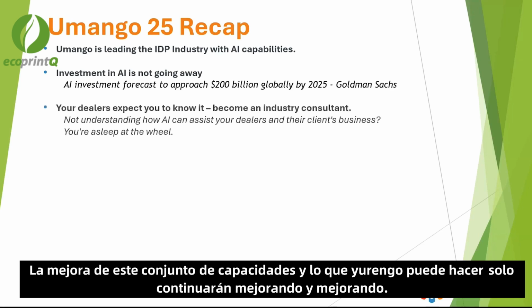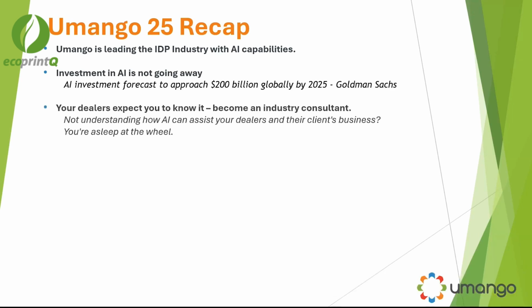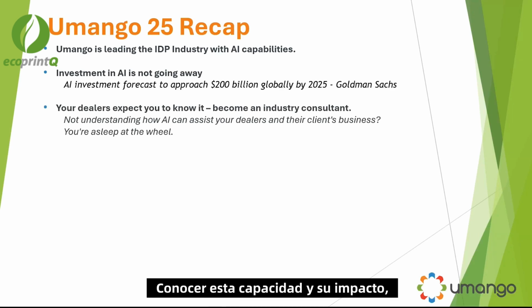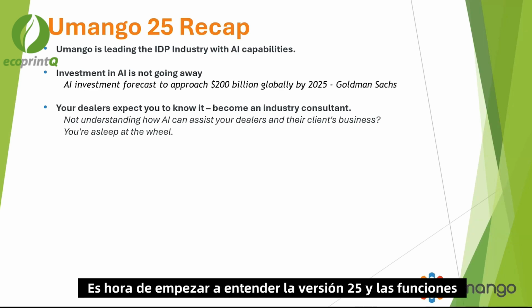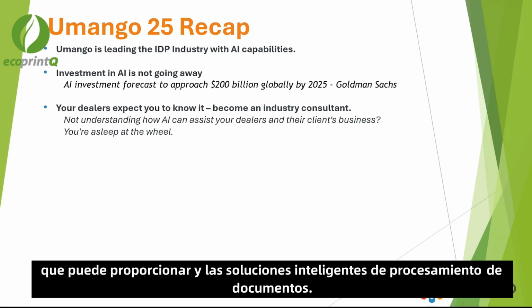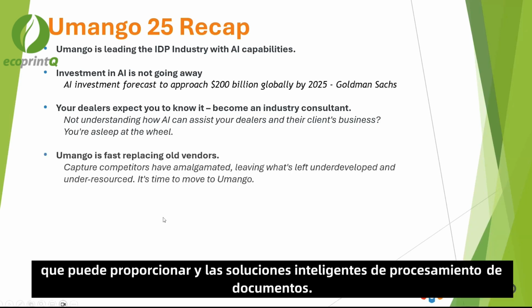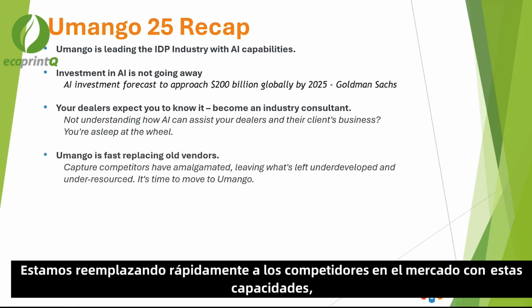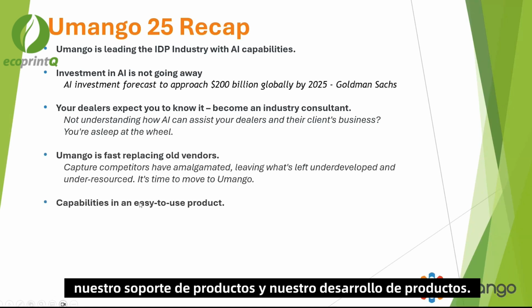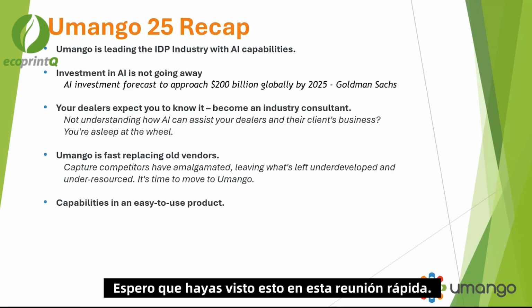But it is so important as a channel manager to understand this capability and its ramifications, and how customers are going to need to solve these needs and pain points utilizing Umango. If you're not, you're asleep at the wheel. Now is the time to get on board and understand version 25 and the capabilities and the intelligent document processing solutions that it can provide. We are fast replacing competitors in the marketplace with these sorts of capabilities, our product support and our product development, and hopefully you've seen that in this quick session.